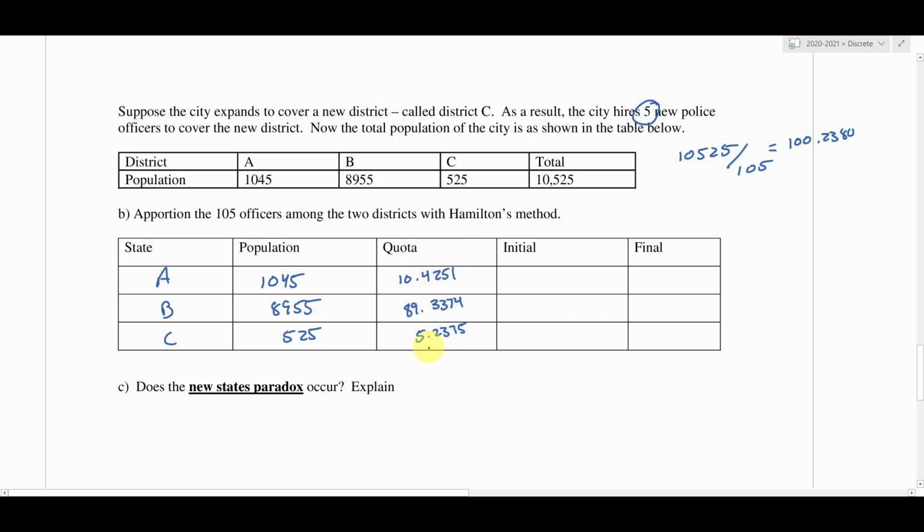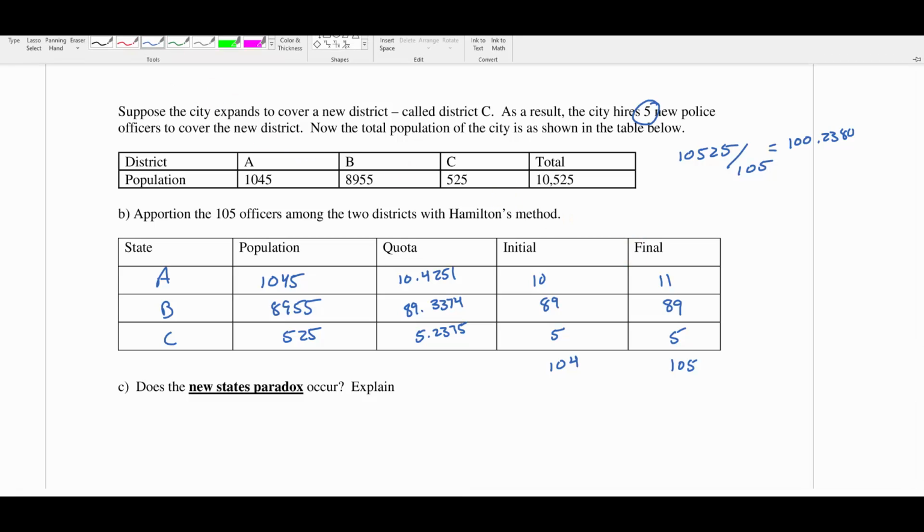So we'll apply Hamilton to this, and we will get rid of those decimal parts. So we should get 10, 89, and 5, which gets us a grand total of 104 police officers apportioned. So we do have one bonus cop that we need to apportion, and that's going to go to State A. State A is going to go up to 11 because they had the biggest decimal portion, and then we have 89 and 5. And now we have 105 apportioned, and you probably saw the problem right away, and I'll highlight that for you.